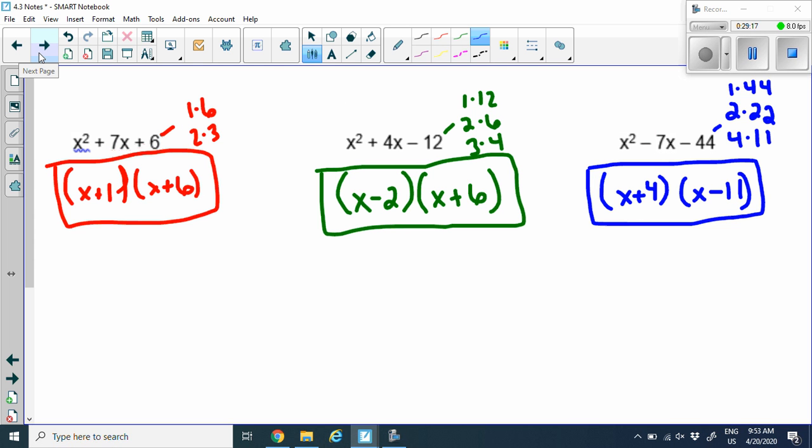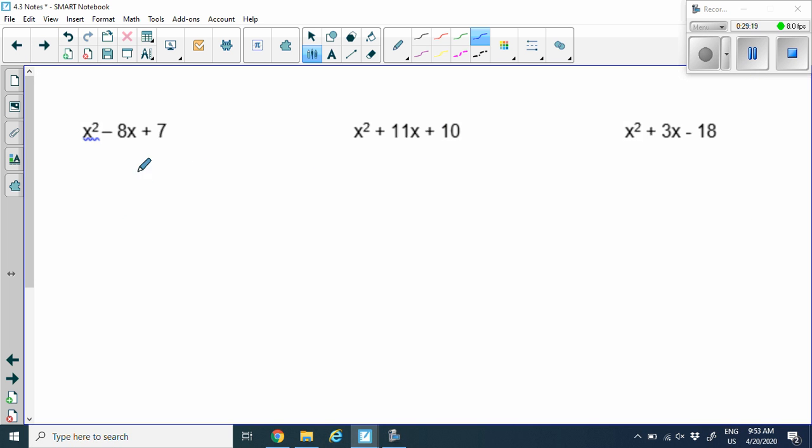Okay, now we have our last three problems. Let's try this one together. So once again, I create my two sets of parentheses. I'll have two binomials. Binomials means two terms. So we'll have our factors. Remember, that means it's going to multiply. Okay, so 7, the only numbers that multiply to 7 are 1 and 7. So we kind of have to use that.